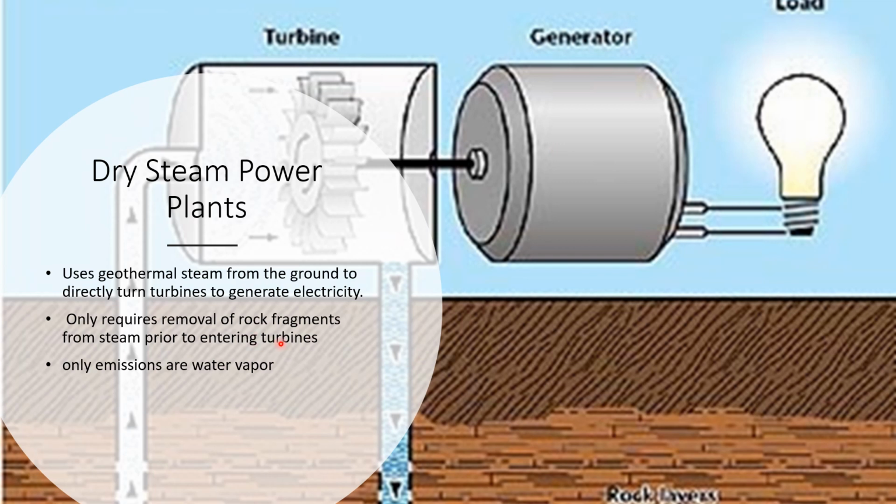And the only thing is you will have to remove the rock from the steam because it can mess up the blade right here. So before entering the turbine, you gotta filter all of the little rock chips out. And what about the emission from this system? So emission from the steam system is water vapor, because steam is water vapor, so it can leak out.